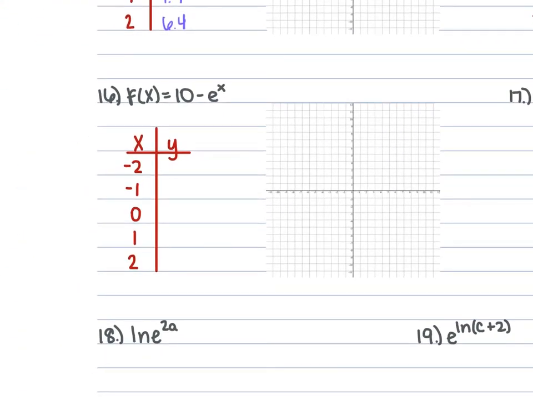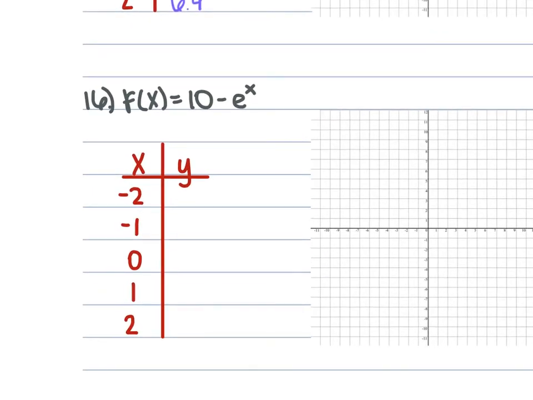For 16, we have f of x is equal to 10 minus e to the power of x. So we plug in that negative 2, we're going to get 9.9. We plug in that negative 1, we get 9.6. We plug in that 0, we get 9. Plug in the 1, that's 7.3. Plug in the 2, that's 2.6.